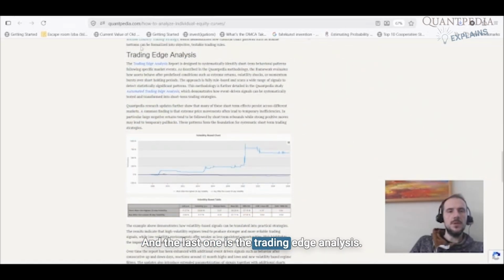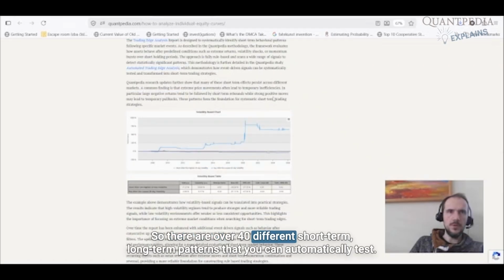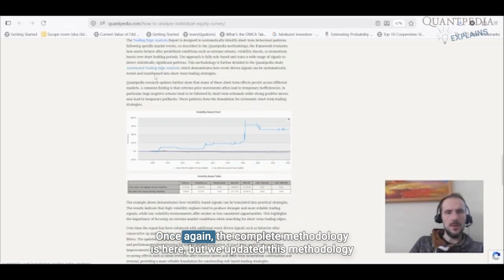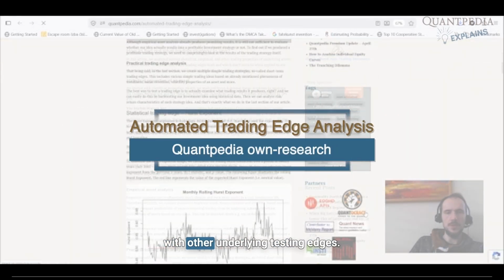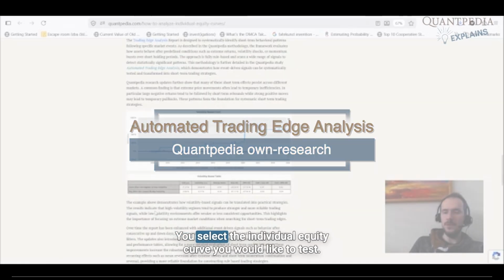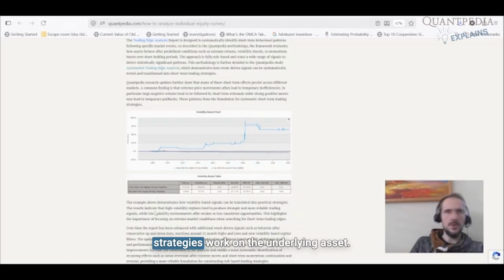And the last one is the trading edge analysis. What can you do in the trading edge analysis in Quantpedia Pro? There are over 40 different short-term and long-term patterns that you can automatically test. Once again, the complete methodology is here, but we updated this methodology with other underlying testing edges. You select the individual equity curve you'd like to test. In this case, it's crude oil, and we can run the automated test and find out which strategies work on the underlying asset. And here we have the volatility chart.